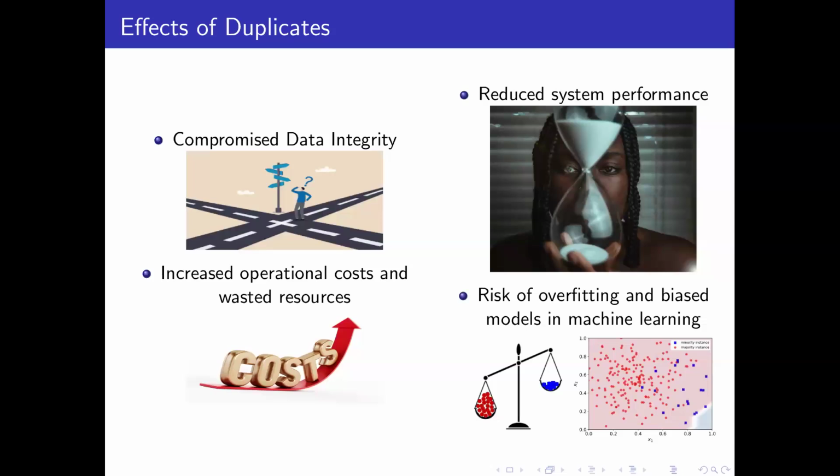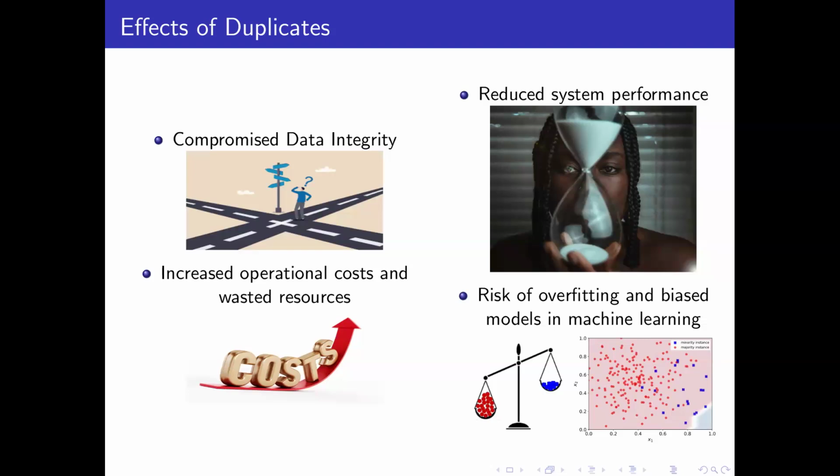Additionally, duplicates can result in increased operational costs and wasted resources. So redundant information unduly increases the volume of the data, increasing the cost of storage and even the cost of management. Apart from this, the increase in the data volume caused by duplicates could result in reduced system performance. And over here, we are looking at the time and resources required for data processing and retrieval. So for instance, if let's say you have to query a database, the query response time now increases. So overall, it reduces the system performance.